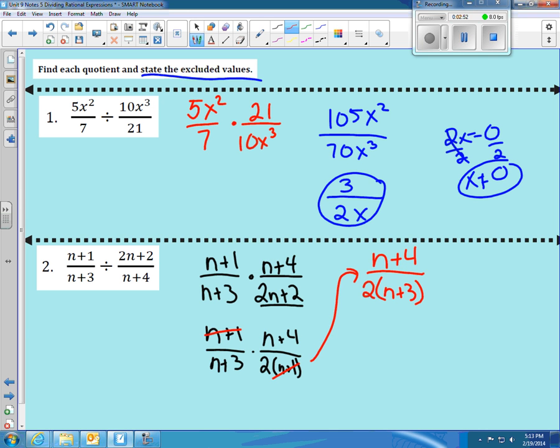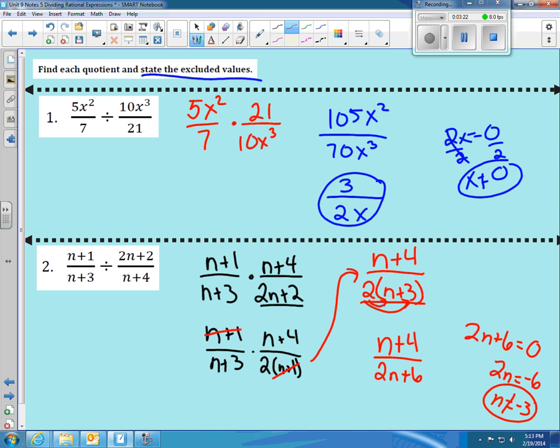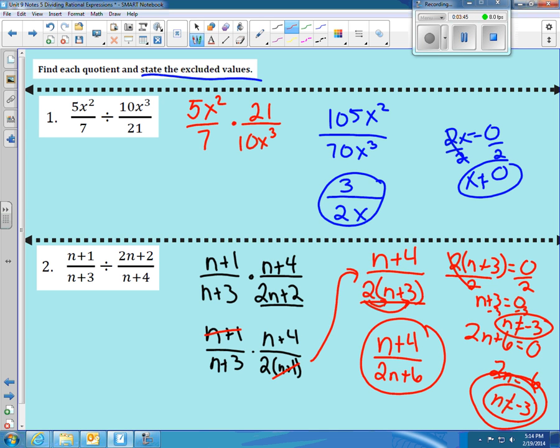We have excluded values to do, and we also have to remember to simplify the bottom by multiplying that 2 back in. So n plus 4, we're going to multiply the 2 back in, so we get 2n plus 6. We can set this bottom equal to 0, or we can go back up here and set it equal to 0. Either way, 2n plus 6 equals 0, minus your 6, and then divide by 2, so we say n cannot equal negative 3. Let's look at this part here. 2 times n plus 3 equals 0. Divide by 2. So we get n plus 3 equals 0, minus your 3. So we say n cannot equal negative 3. So see, either way that we do that, we get the same excluded values. So here and here are our solution.